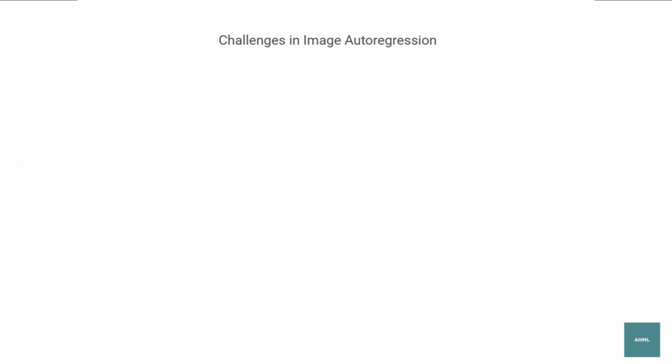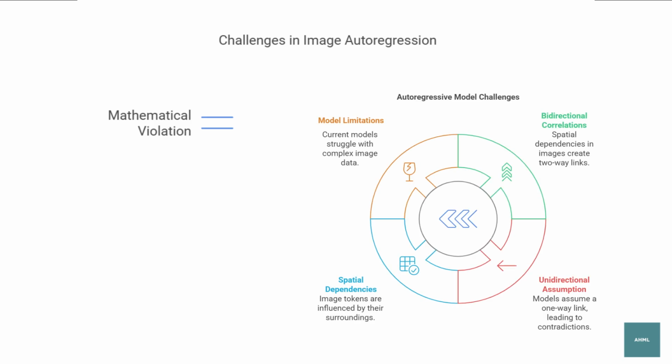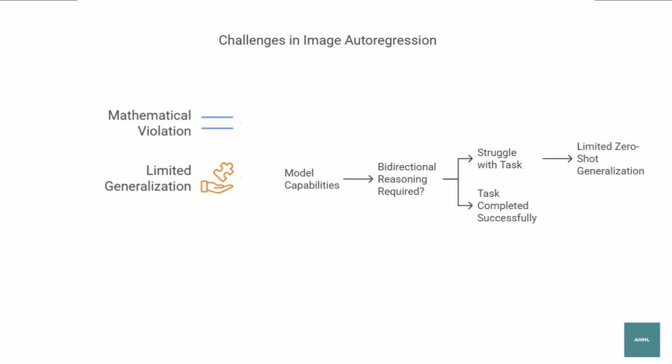However, the traditional models face several key issues. The first issue is math premise violation. Tokens in image sequences have bidirectional correlations due to spatial dependencies, contradicting the unidirectional dependency that the traditional models use. The second issue is limited zero-shot generalization. Traditional models struggle with tasks requiring bidirectional reasoning, like predicting one part of an image from another.